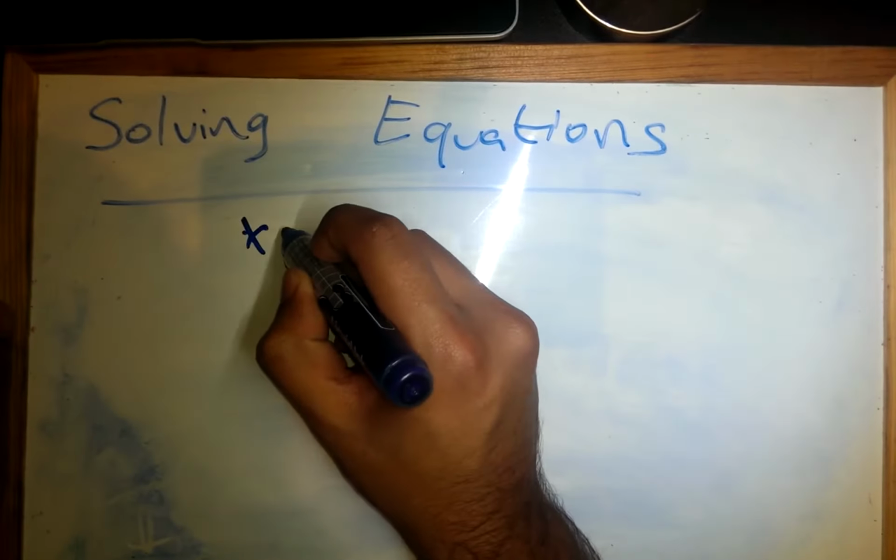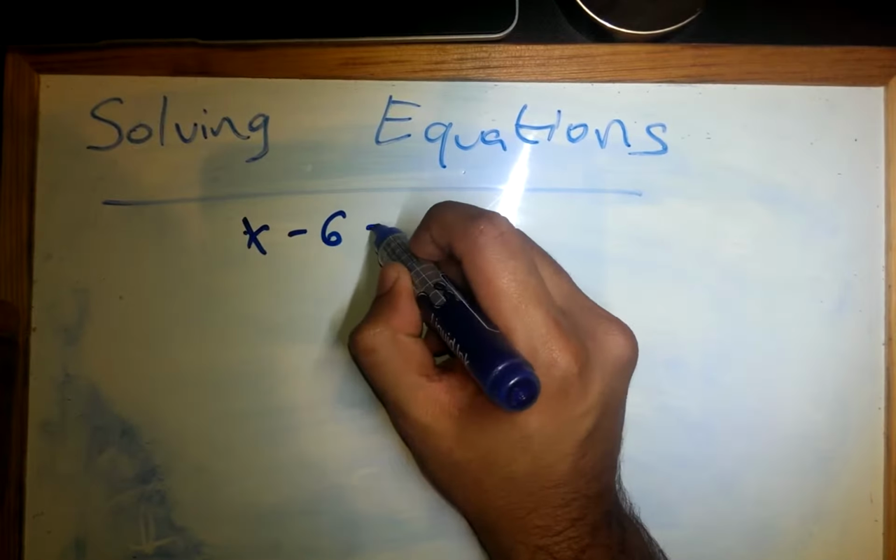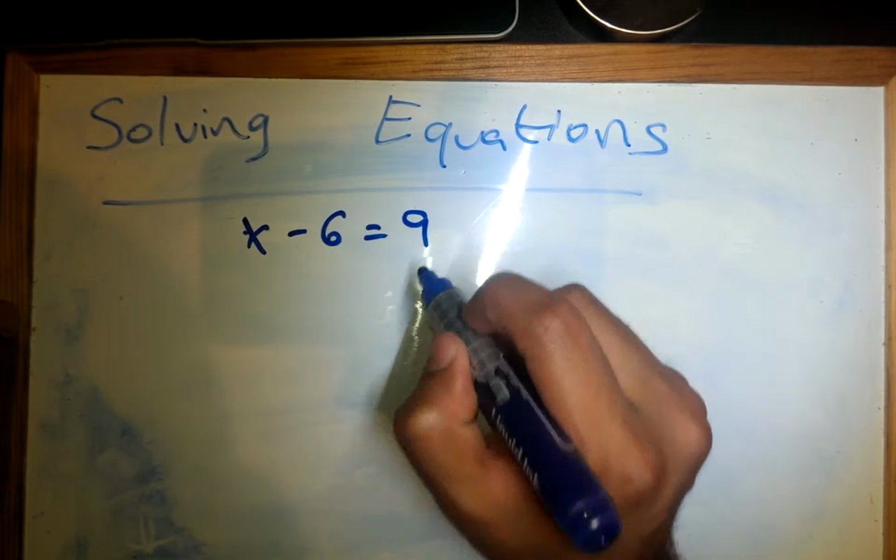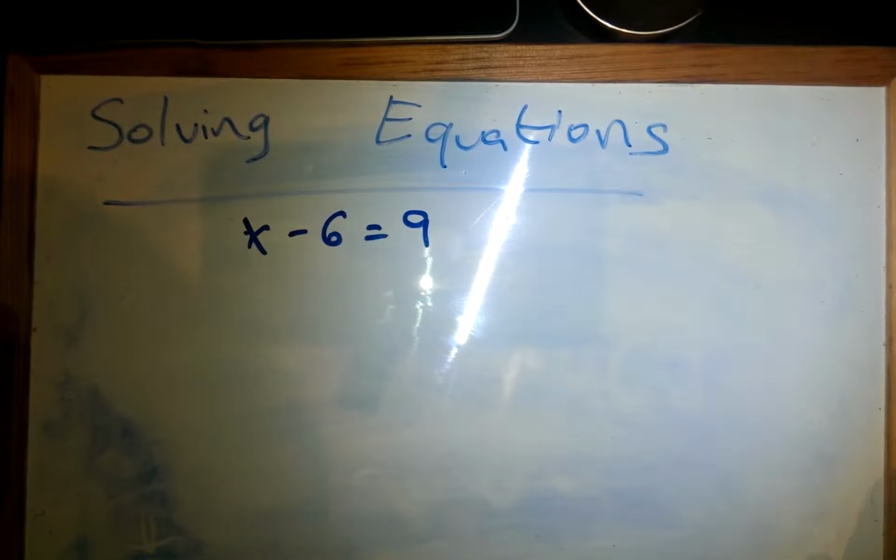So equations such as x minus 6 equals 9. Now the best way, or one of the best ways, to solve an equation is by using inverses, or undoing what the equation is doing. To use this method, remember that adding and subtracting are the inverse or opposite of each other, and multiplying and dividing are the inverse of each other.